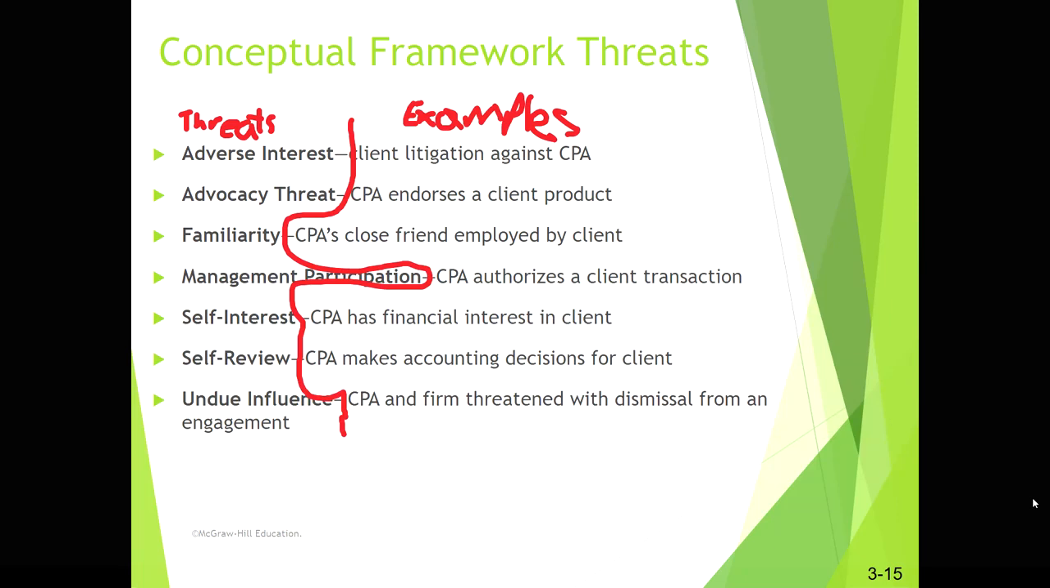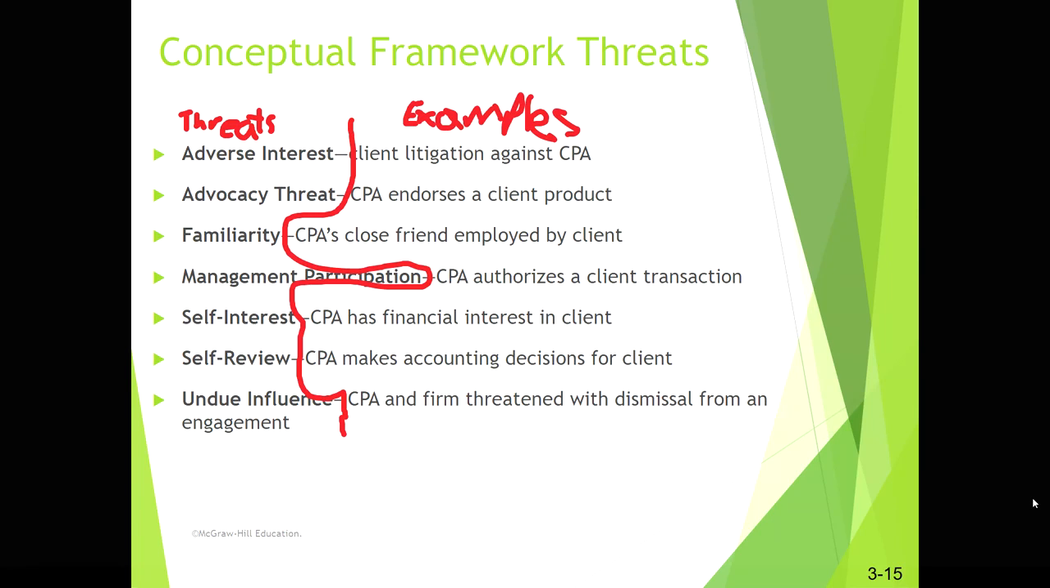Familiarity. So you have an example of a close friend being employed by the client, or the other example would be the auditor tenure. If the auditor tenure gets very long, and let's say the partner on that client, a private company, has been doing that audit for a long time, they may become very familiar, and therefore that is considered a potential threat to your ability to be independent. You're less likely to criticize a close friend, for example, than you are someone you don't know as well.